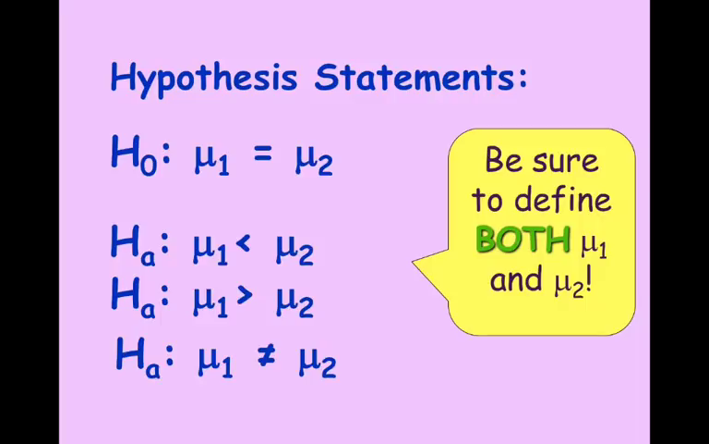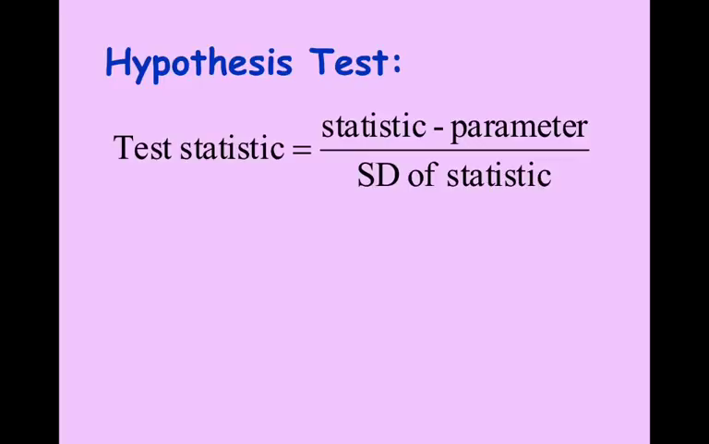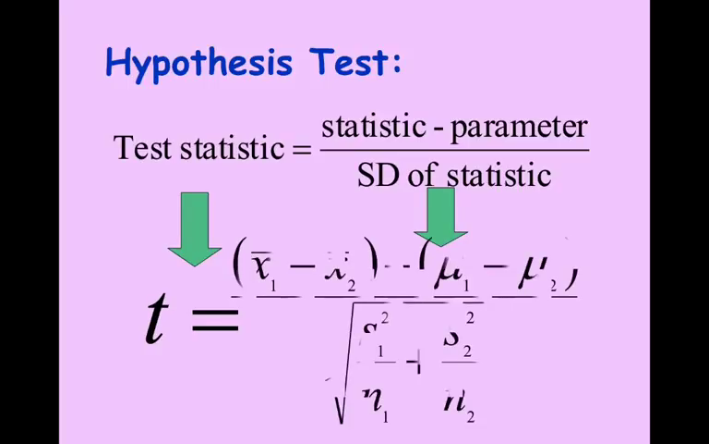In dealing with a hypothesis test, we always have to calculate a test statistic. So in calculating our test statistic, it's always our statistic minus the parameter divided by the standard deviation of our statistic. We're dealing with T inference, so we're going to do a T test. Our statistic is going to be the difference in the means, the sample means, sample mean 1 minus sample mean 2. Our parameter is the difference in population means divided by the standard deviation of our statistic.